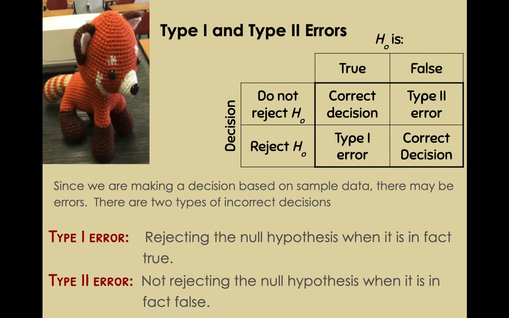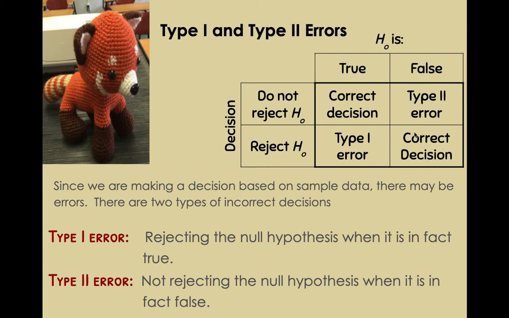Now, we can always make mistakes. So we have two options. Either the null hypothesis is true or it is false. And then we have two decisions. We either reject it or we do not reject it. So, if it's actually true and we don't reject it, we were right. If it's actually false and we reject it, we were right. Otherwise, we made an error.